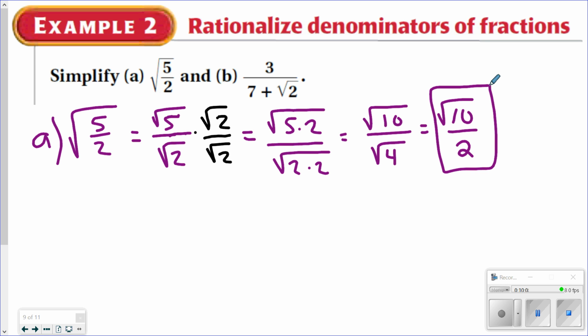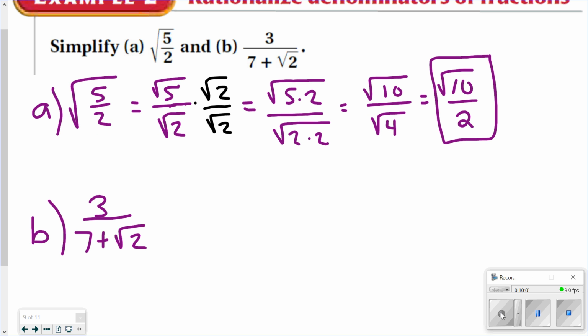Next, let's look at part B. I have 3 divided by, and in my denominator, it is 7 plus the square root of 2. So I need to get rid of that radical in the denominator, and the way I do that is to multiply by the conjugate. The conjugate here would be 7 minus the square root of 2. What I do to the denominator, I also have to do to the numerator. So I have 7 minus the square root of 2 divided by 7 minus the square root of 2.